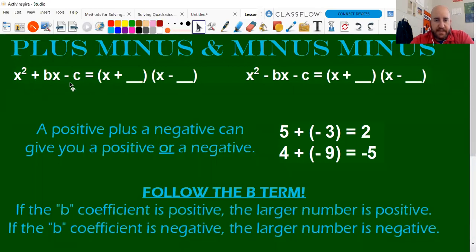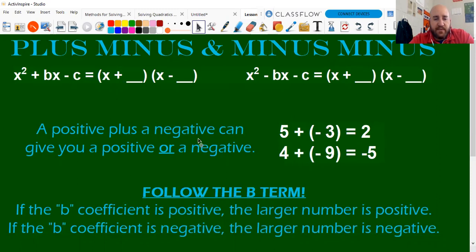So first sign is positive, C is negative. First sign is negative, C is also negative. Again, really the onus on this one is C is negative. I know C is negative. To multiply two numbers to get a negative C, one sign has to be positive, one sign has to be negative. So when we're writing the outline for our factors, in both of these instances, I'm going to have one positive sign, one negative sign. So then it's just a matter of figuring out which number goes where in each situation.